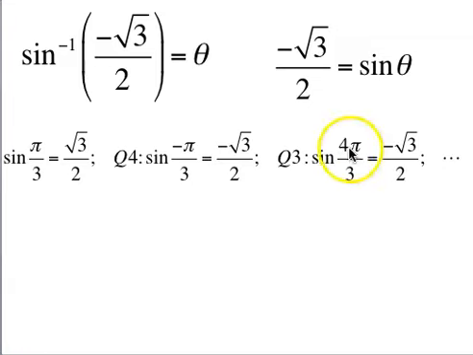In quadrant 3, it's pi plus the reference angle pi over 3. Pi plus pi over 3 is 4 pi over 3. So the sine of 4 pi over 3 is negative root 3 over 2. And the other quadrant 4 angle would also be 5 pi over 3. That's pi over 3 short of 2 pi.